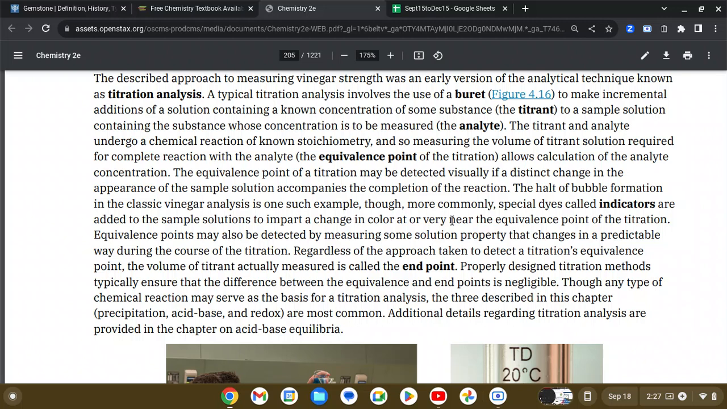Regardless of the approach taken to detect a titration's equivalence point, the volume of titrant actually measured is called the endpoint. Properly designed titration methods typically ensure that the difference between the equivalence point and endpoint is negligible. Though any type of chemical reaction may serve as the basis for a titration analysis, the three described in this chapter, precipitation, acid-base, and redox, are most common. Additional details regarding titration analysis are provided in the chapter on acid-base equilibria.